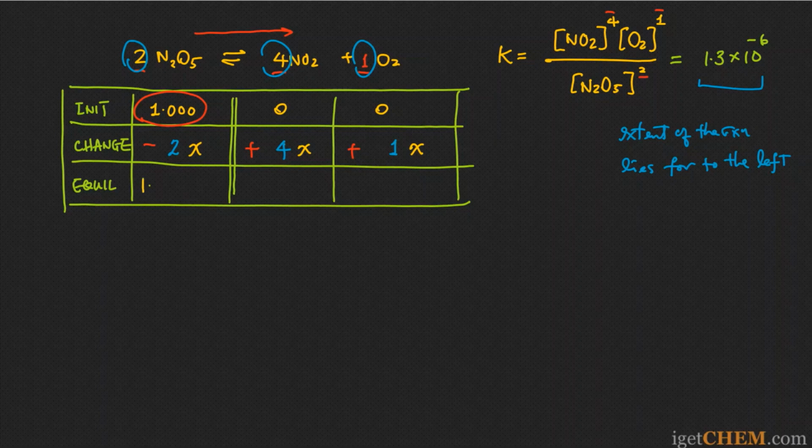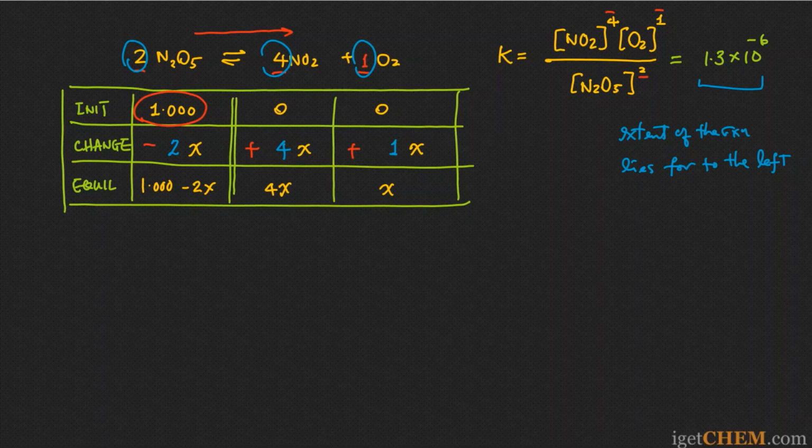So here we have 1.000 minus 2x. Here we have 0 plus 4x, which is just 4x. And for O2, we have 0 plus 1x, which is just x. So these are now the equilibrium concentrations in terms of the unknown x. And if we put them back into the equilibrium expression, then we can use that equilibrium expression to solve for the unknown value for x.